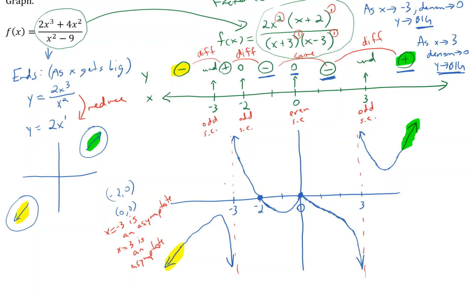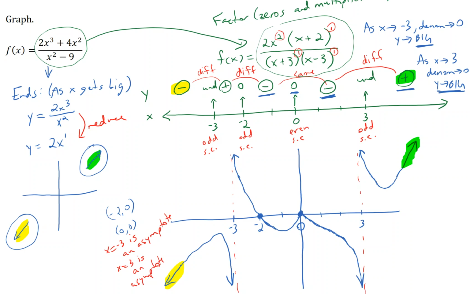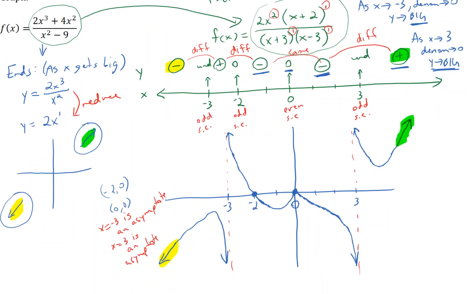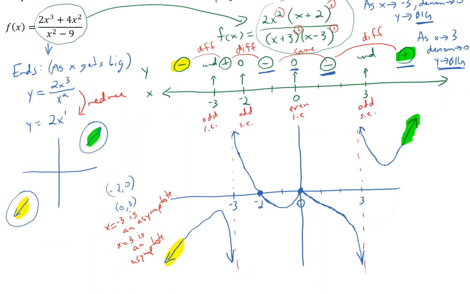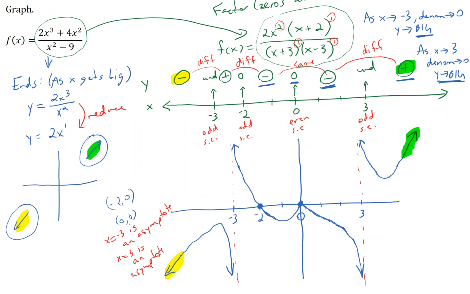So this is a sketch of the graph. And again, to get more precise y values, you can always plug in x values to the function and actually calculate them. The cool thing about this technique is you don't have to do any of that. You're using end behaviors, zeros, and multiplicities to understand what the graph looks like. It's not a lot of point plotting.